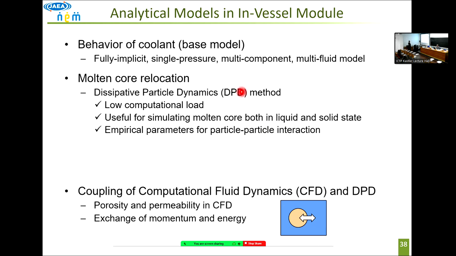Let me say simply that the DPD model is a very simple Lagrangian tracking model. But for particle interaction, we take into account some kind of potential, which is something similar to the molecular dynamics method. But if we take into account that empirical parameter and do the tuning, that potential can be used both in solid and liquid. That is one advantage. And this is coupled with the CFD model.